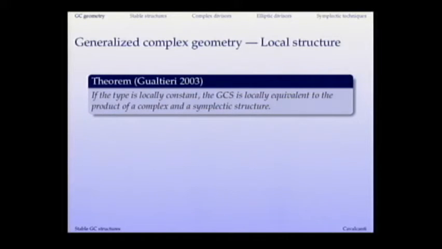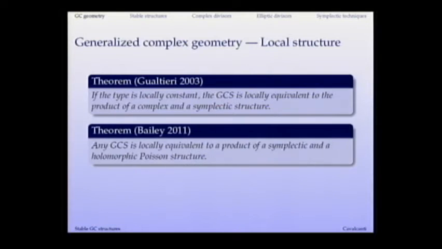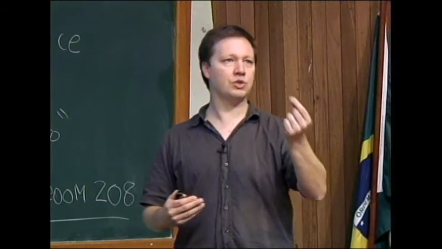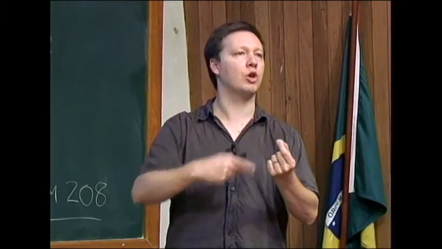But if the type changes, that's something that's a little harder to treat, but eventually Bailey, who was Marco's student, came with an answer as well. So in a neighborhood of a point, we have a good understanding of what a generalized complex structure looks like. Namely, it's always going to be the product of something symplectic and a holomorphic Poisson structure which vanishes at the point in question. Okay, so it's like the Weinstein splitting theorem for Poisson manifolds. You have something similar here. You can split out the symplectic directions, and you're left with something which is complex at that point. And once something's complex at a point, in a neighborhood of that point, it must be holomorphic Poisson.